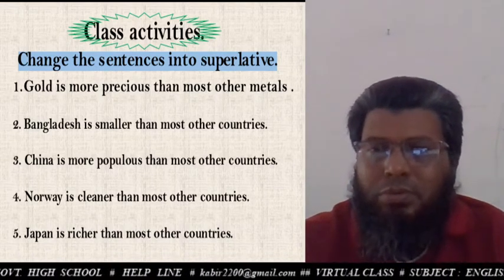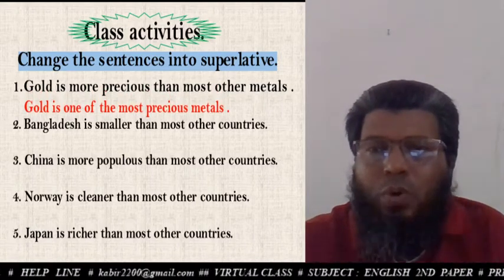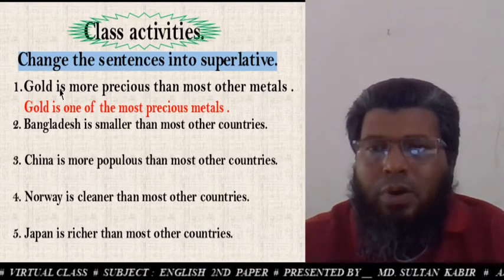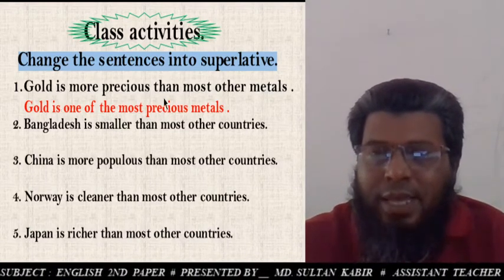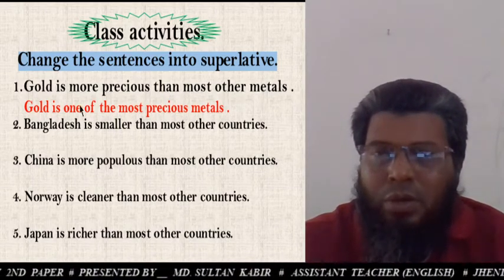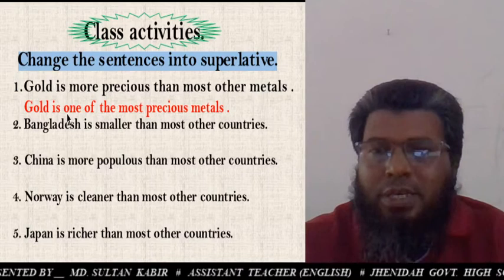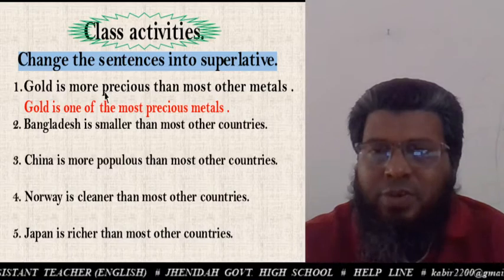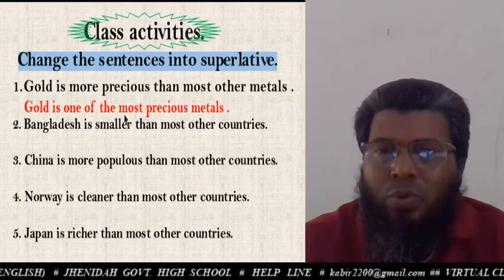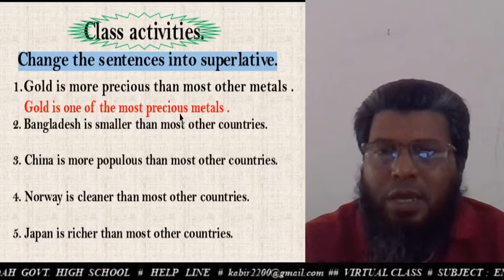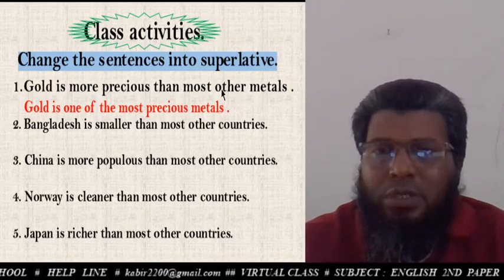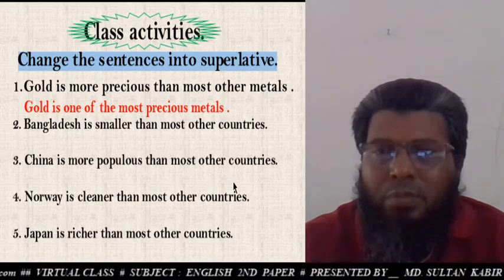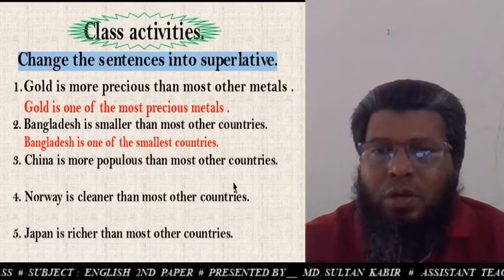Yes, dear learners, now gold is one of the most precious metals. So here the subject is gold and the verb is, and as there is than most other, we must add one of the. Then the superlative form of the comparative form more precious, here there is more, so most, and then precious, and after that the words after than most other, that is metals.